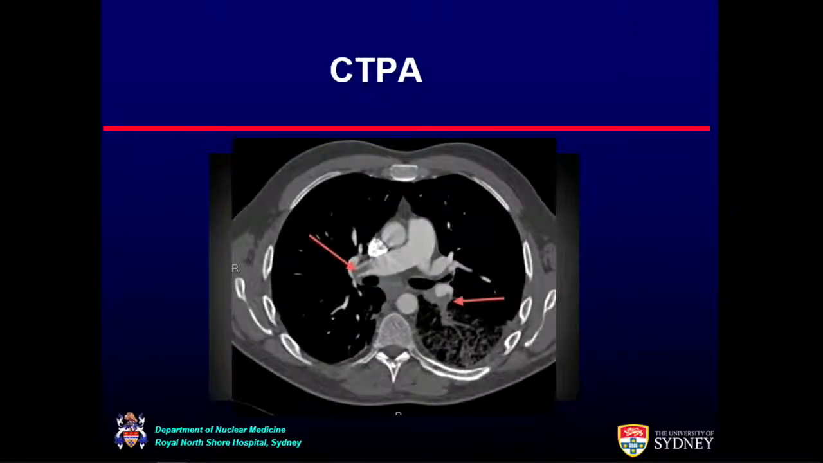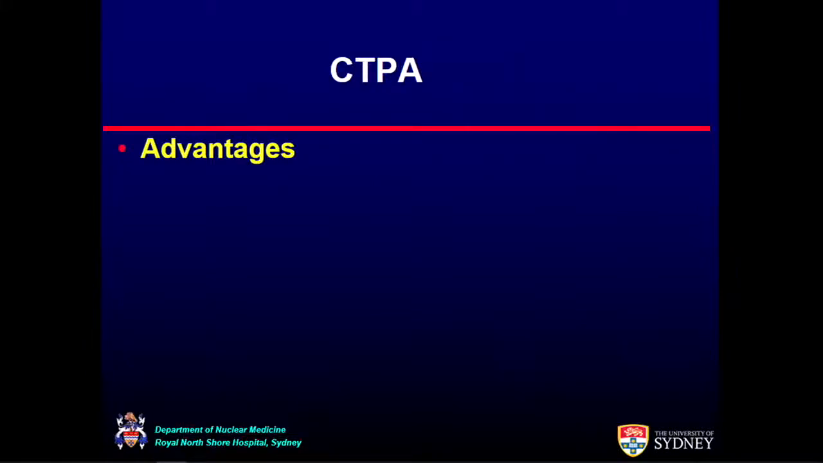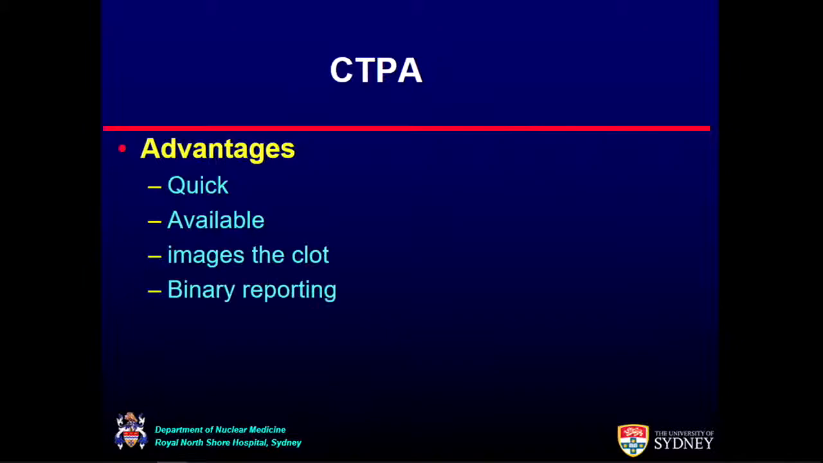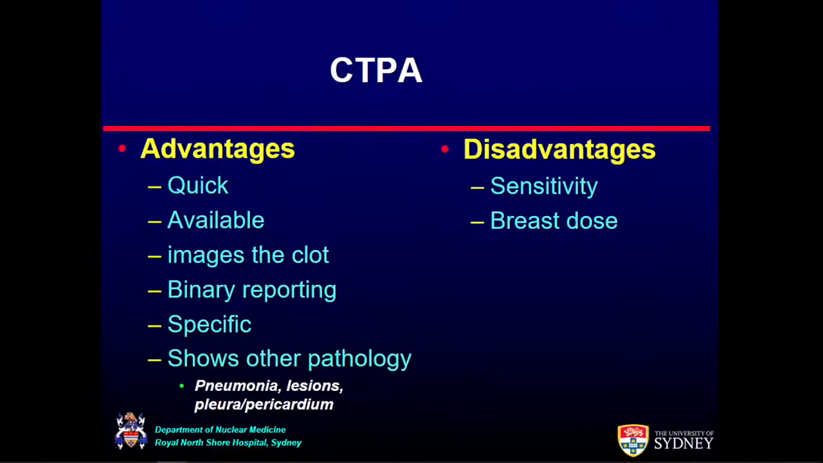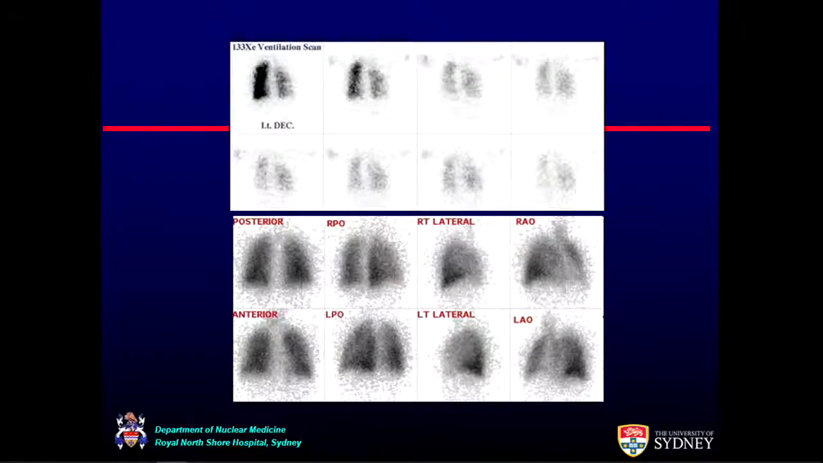All right, so why change? Well, obviously, we're in the era of CTPA. And CTPA has a lot of advantages. It's quick, it's available, images the clot, it's a binary report, and it's specific. And it certainly shows other pathologies. There are disadvantages, and you're going to hear more about this on Monday afternoon, but the sensitivity is not as good as with VQ SPECT. There's obviously issues around breast radiation dose, contrast, and suboptimal studies, particularly in groups like pregnant women, and Jeff will be talking a bit more about that on Monday.